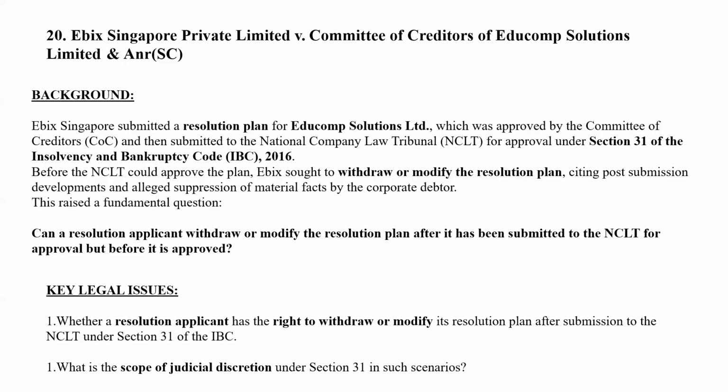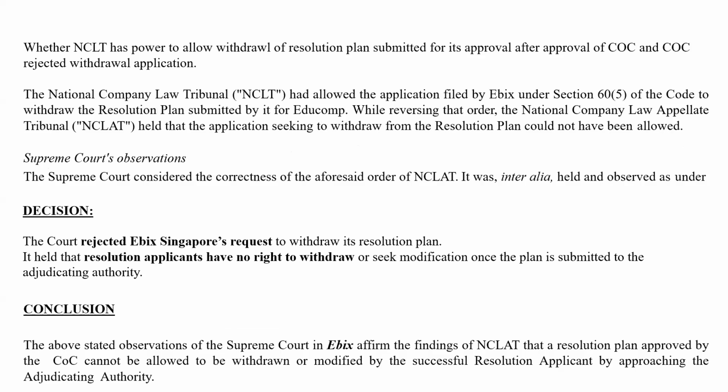This raises a fundamental question. Can a resolution applicant withdraw or modify the resolution plan after it has been submitted to the NCLT for approval, but before it is approved? Key legal issues: Whether a resolution applicant has the right to withdraw or modify a resolution plan after submission to the NCLT under Section 31 of the IBC. What is the scope of judicial discretion under Section 31 in such scenarios?